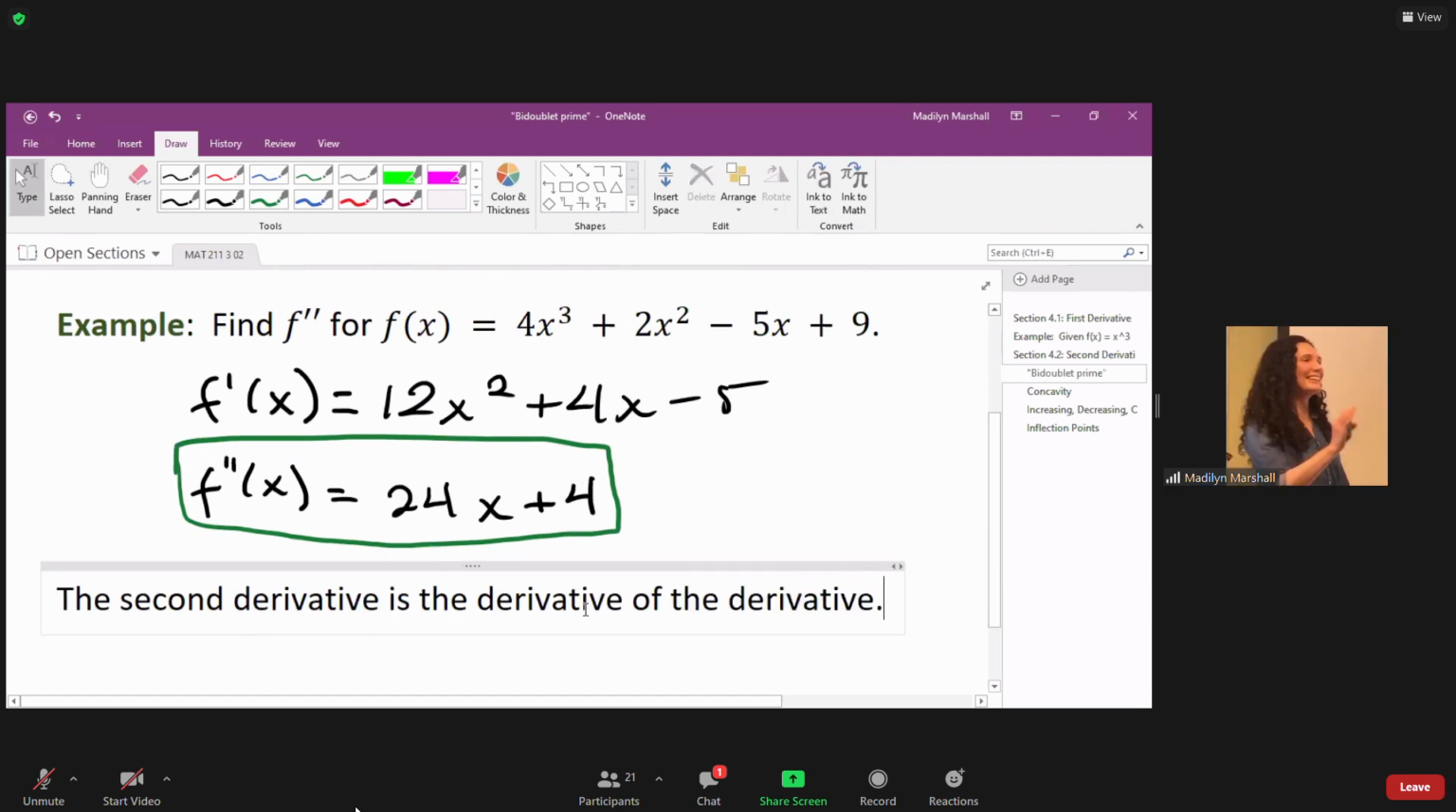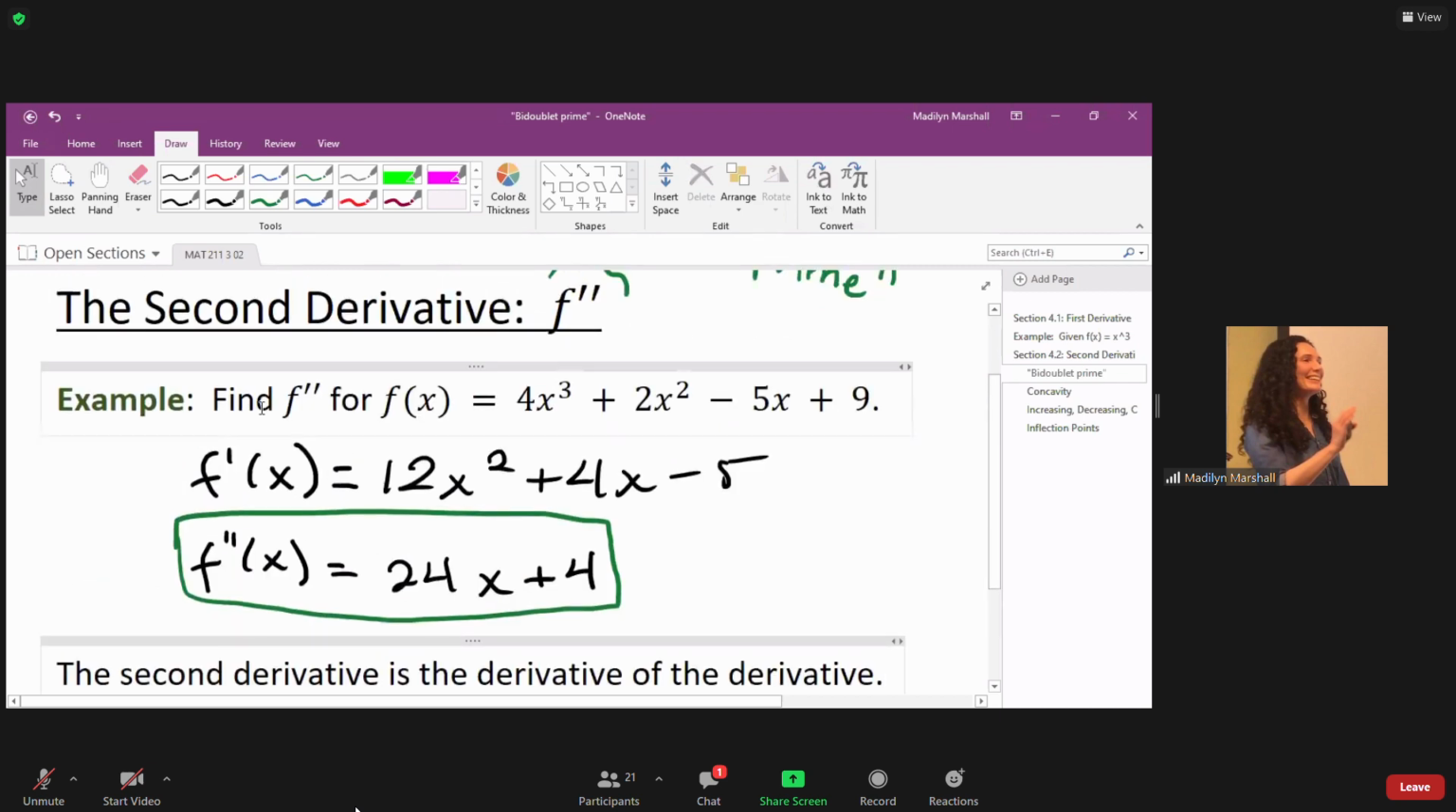So the second derivative is just the derivative of the derivative. So we just do the derivative twice in a row. So we're going to leave that for now. We'll do a couple more examples of second derivatives when we're applying them to these graphs.